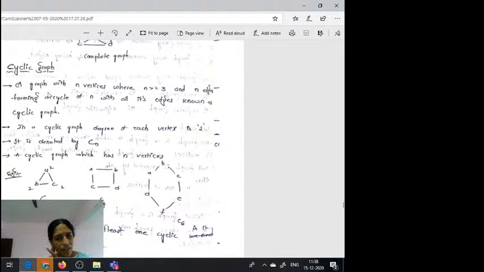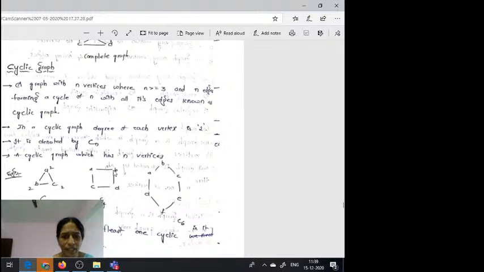So in the cycle graph, whenever you take any vertex, the degree is what? 2. Suppose you take the cycle graph and take any vertex to find the degree of that particular vertex, it is compulsorily 2. Suppose you take A, that is 2. Suppose you take C, the degree is also 2. Suppose you take B, the degree is 2. That means in a cycle graph, the degree of each and every vertex is 2 only.